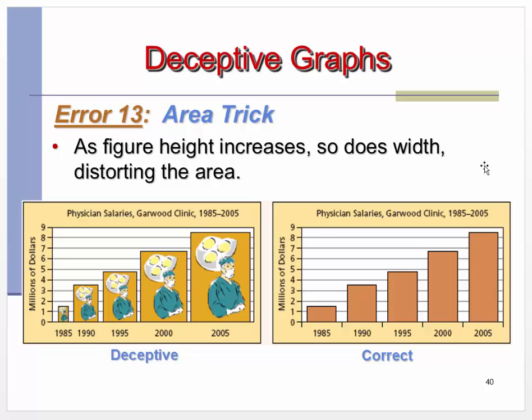Error number 13 is the area trick. Sometimes as the figure height increases, in this case, so does the width, therefore distorting the area. You increase the height of the bar, the frequency changes from year to year, and if you increase the width of the bar as well, then it looks much bigger than previous years. In reality, it does increase, but not as significantly as shown in this chart.